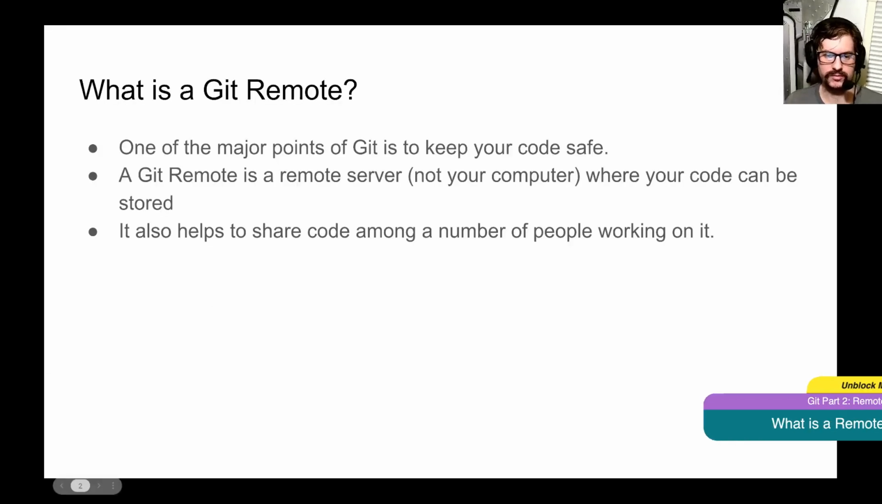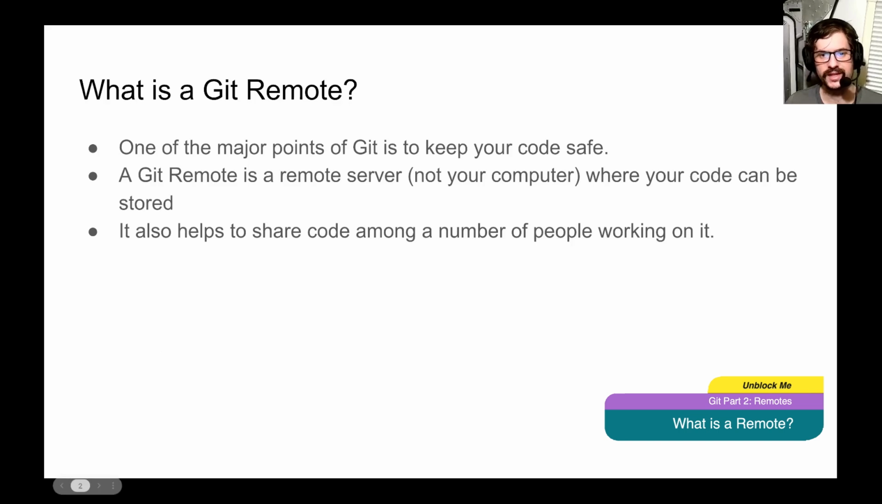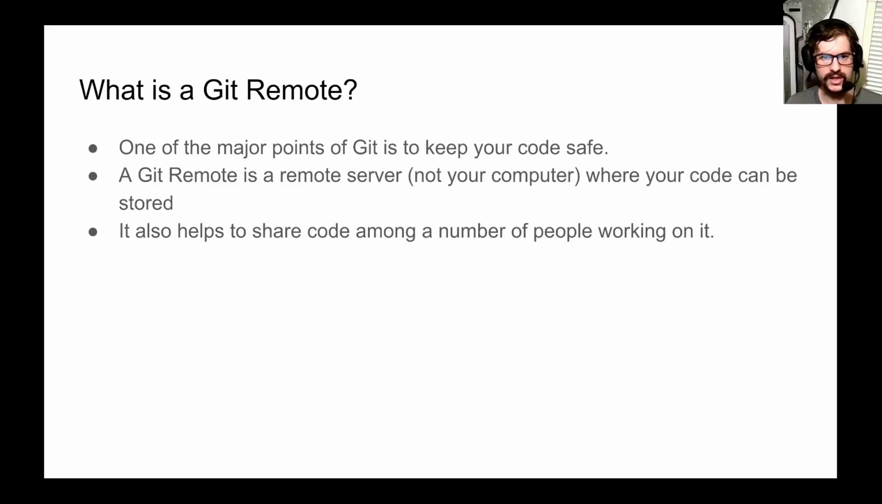What is a Git remote? One of the major points of Git is to keep your code safe. If you have a Git repository on your laptop or desktop computer and you haven't set up a remote for it, your code is still just on that computer, which means that if something happens to that computer, or if you want to go work on another computer, you can't really do that very easily.